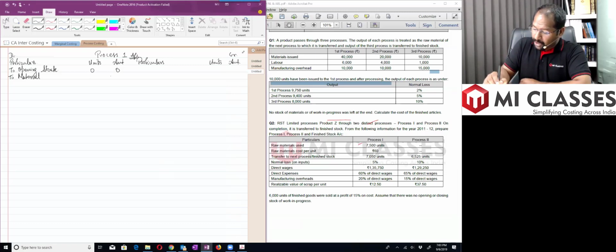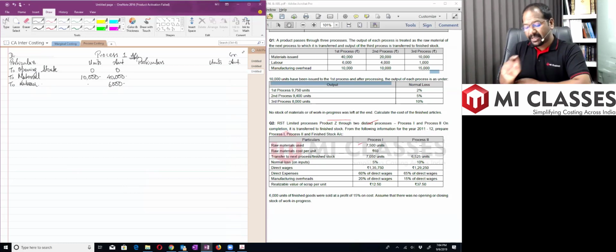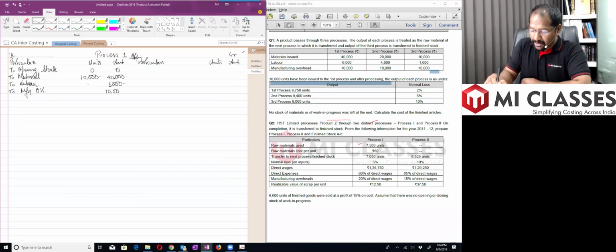So to material. How much is the cost of material? It is 40,000. And how many units? It is required for making 10,000 units of finished goods. To labor. Labor is how much we have spent? 6,000. We don't write number of units again in labor, because this material, this labor, and this overheads are together going to make 10,000 units. So to manufacturing overheads. How much manufacturing overheads? We have spent 10,000 rupees on manufacturing overheads.